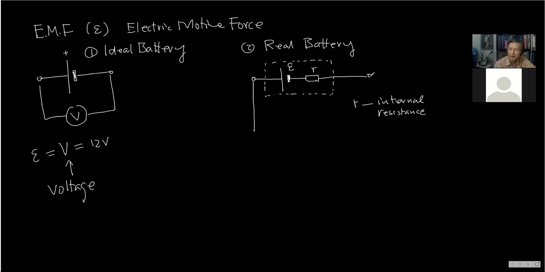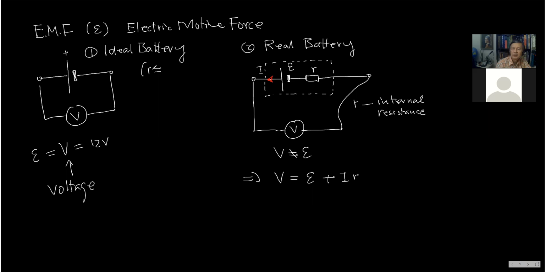But in this case, if you want to measure the voltage drop, we still can use the voltmeter, right? Now, in this case, you have to be careful. The voltage you measured is not equal to epsilon anymore. Do you know why? No. Because there's a resistance. If you assume there's a current going in that direction, an electric current, then in this particular case the voltage you measured will equal epsilon plus I multiplied by r. In an ideal battery, we assume that the internal resistance is 0.